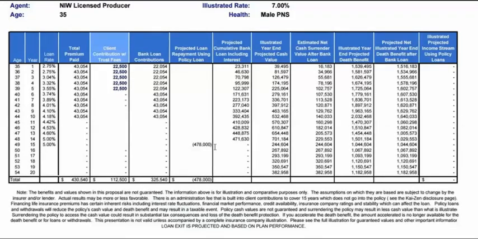Now, some people say, well, what happens if you die before that? Well, if you die, the death benefit is $1.6 million, the lender gets paid off, and the spouse gets the death benefit. So we're not going to talk about death, we're going to talk about living. So if we live, we pay off that loan, we're still left with $244,000.